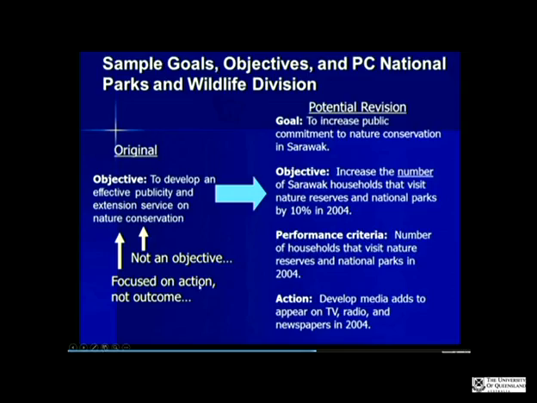So you can see here, instead of just saying effective publicity and extension service, down here they can say, well, we're going to develop media ads to appear on TV, radio and newspapers in 2004. For all we know, that's the same activity they were carrying out. But now it's going to have a very different effect within the organisation, because now we know what we're aiming for, why we're investing that money, and what sort of change in visits to the national park that we're aiming for. Again, this might feed into the way we gather evidence on this.